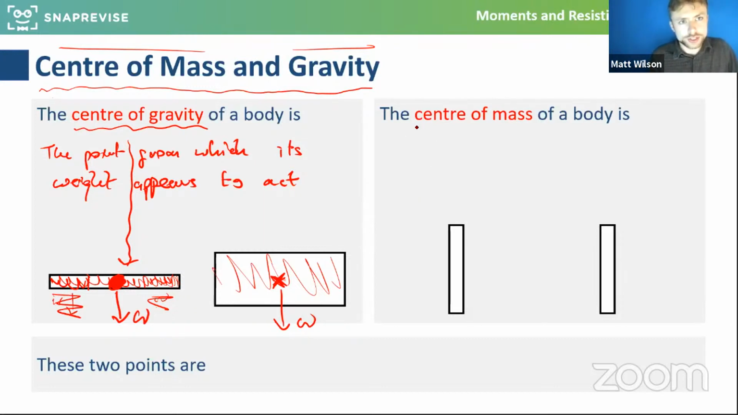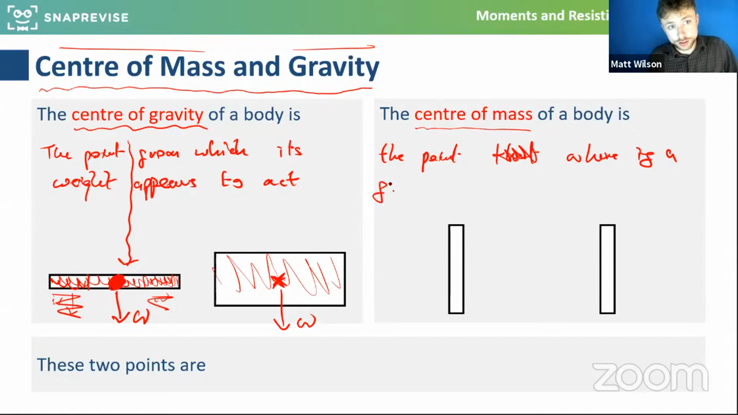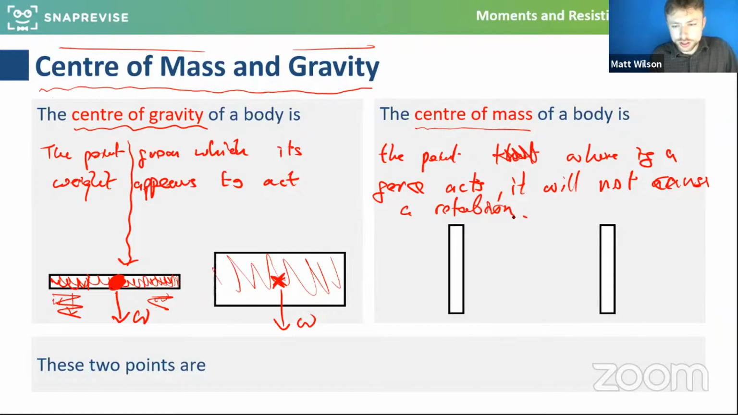So now let's talk about the center of mass. The center of mass of a body is the point where, if a force acts, it will not cause a rotation. So this is quite interesting. Let's take a look at an example.